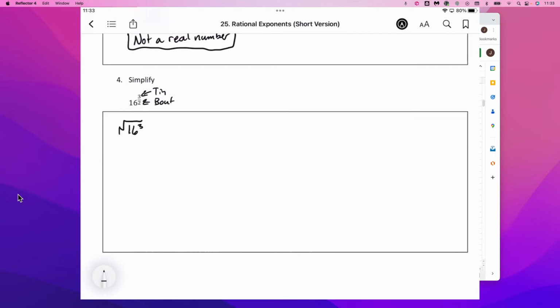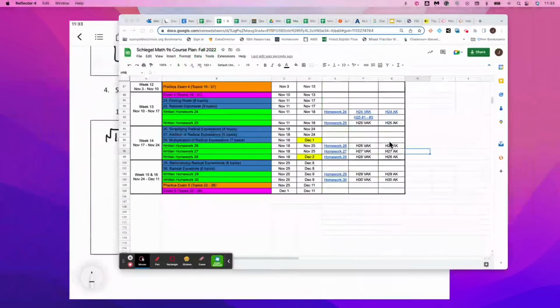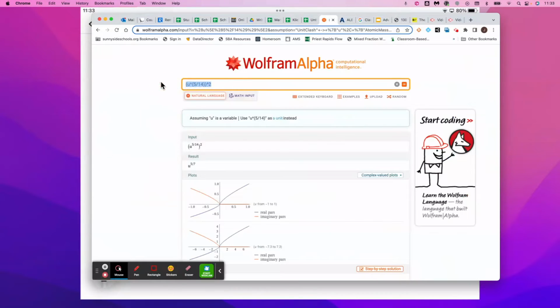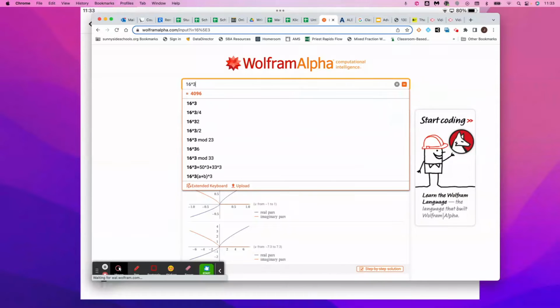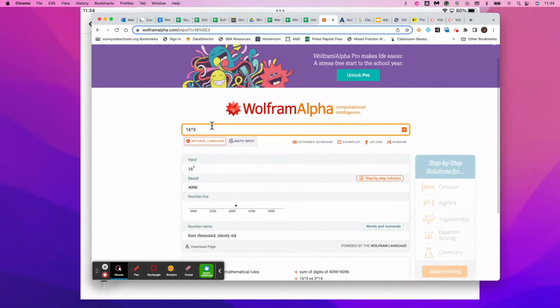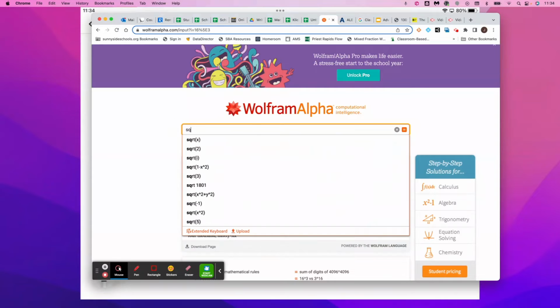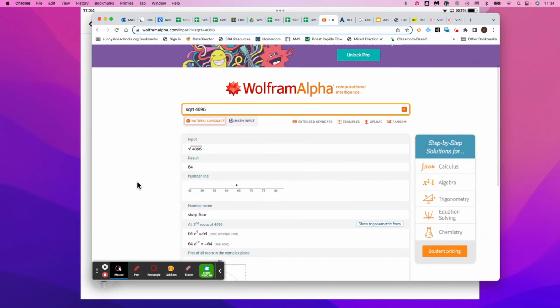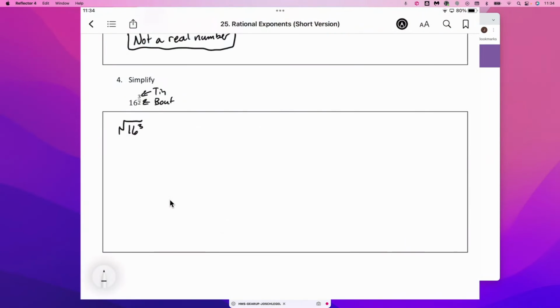Well, 16 to the third power is a lot. And so if I was to pull up Wolfram really quickly, 16 to the third power is 4096. And if we did the square root of 4096, we would get 64. And so the answer to this would be the square root of 4096, which is going to be 64.